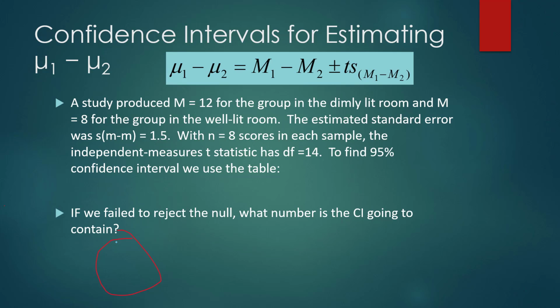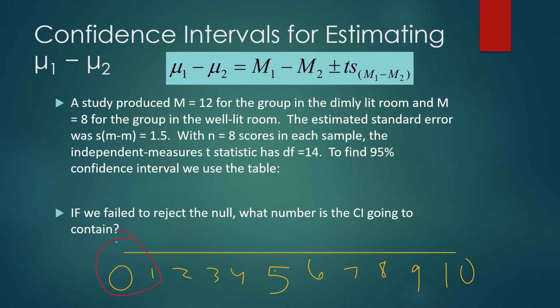So again, if we fail to reject the null hypothesis, what is the confidence interval going to contain? 0.